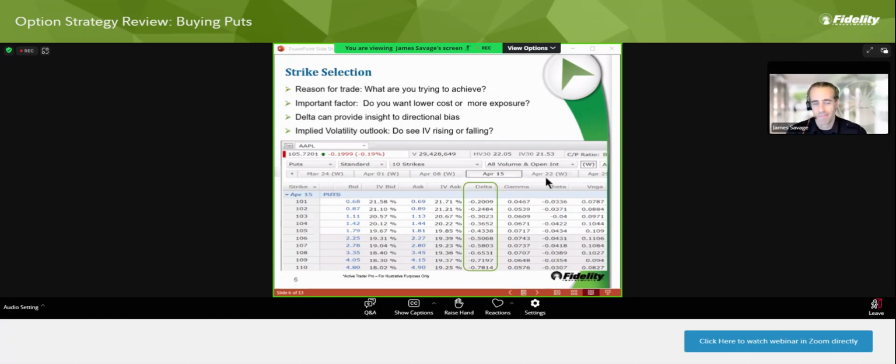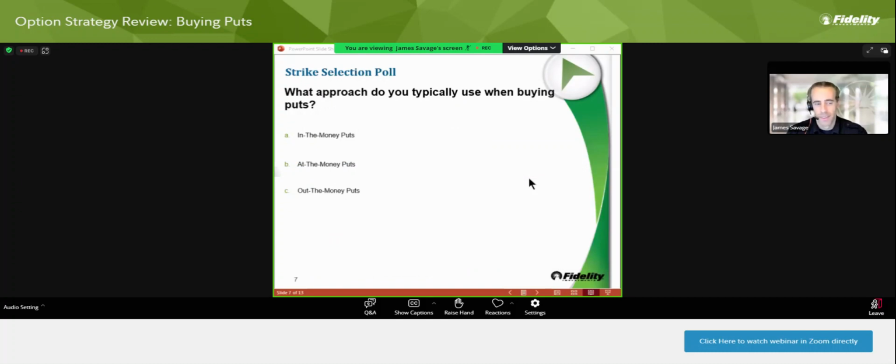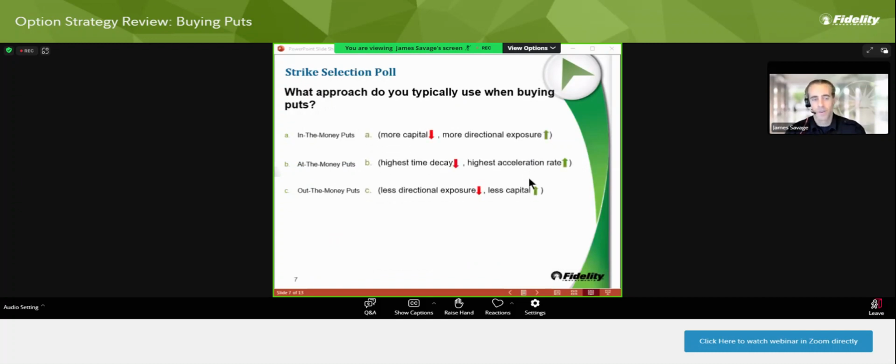So to summarize, when it comes to choosing your strikes between in the money, at the money, and out of the money, well, if you go in the money, so a higher strike than where it's currently trading, you're going to be committing more capital, taking on more risk, but also gaining more directional exposure, which is a good thing if it goes in your favor. Not so good if it goes against you.